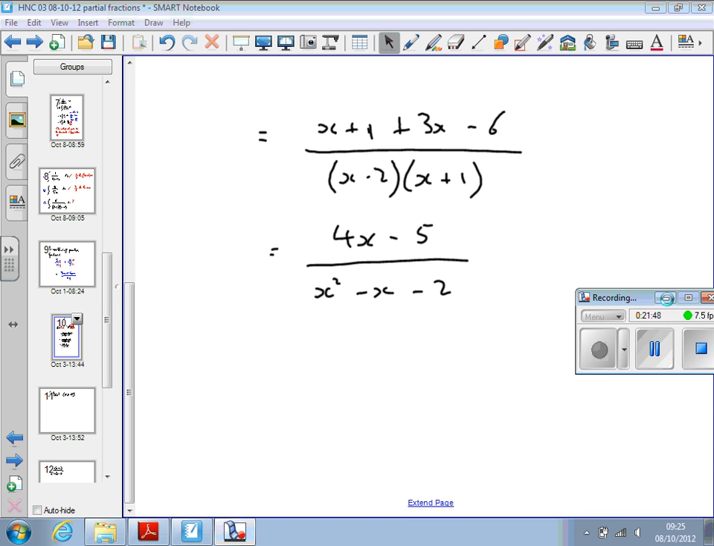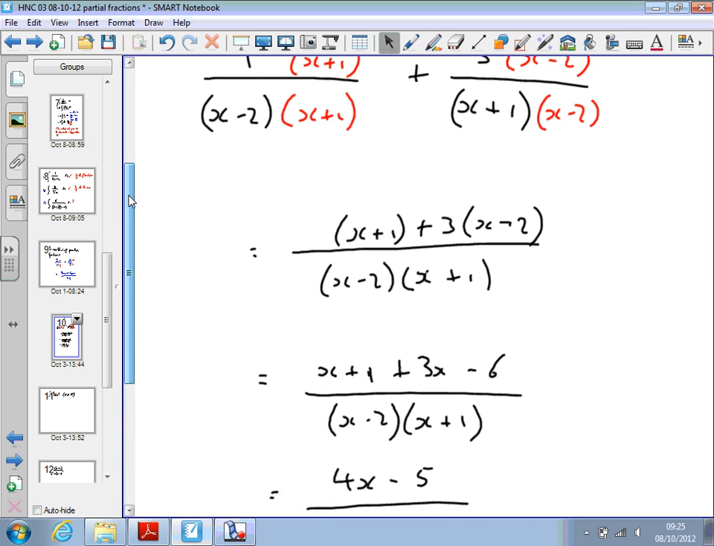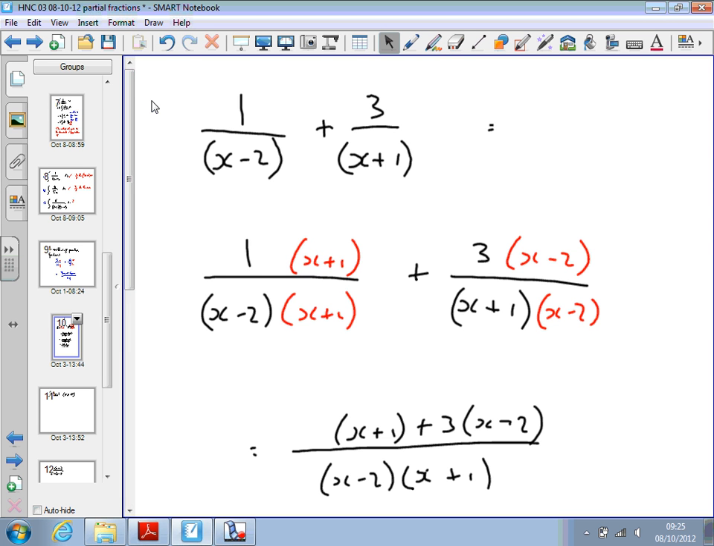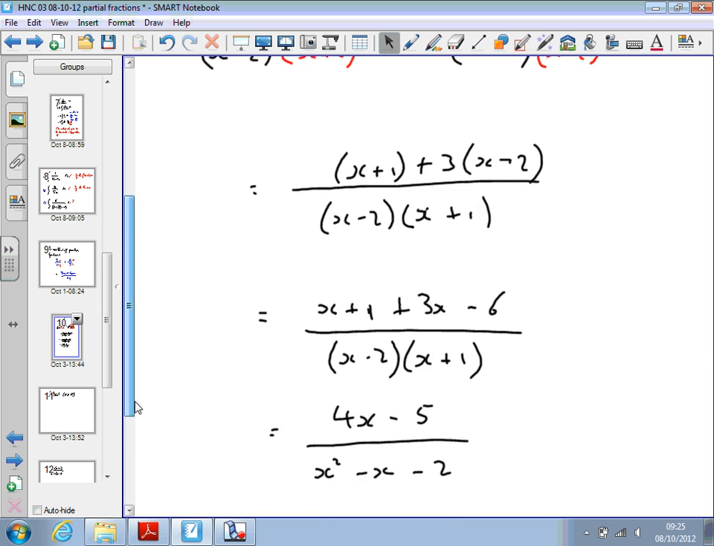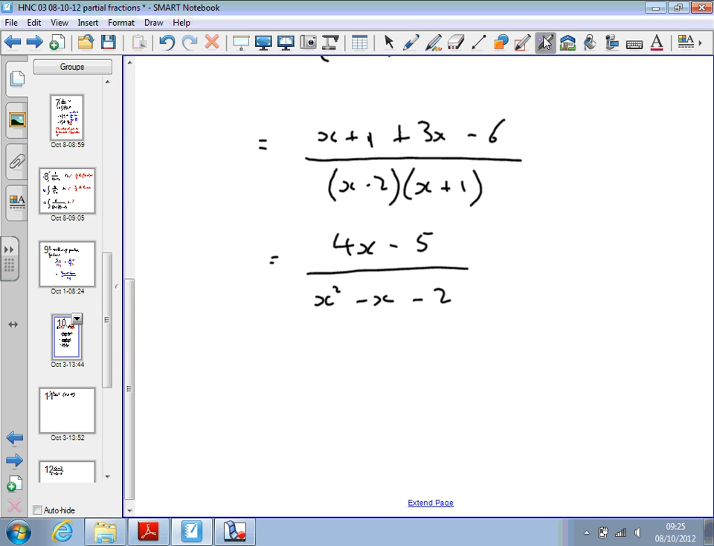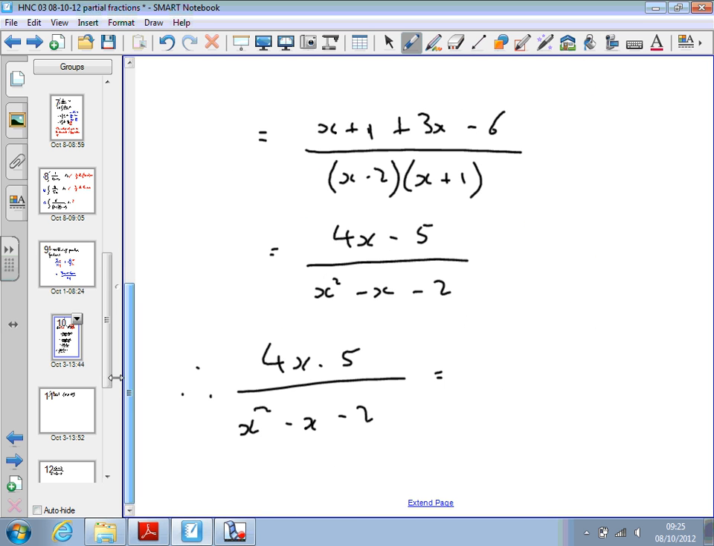So let's look at this, okay? Go back to the beginning of this one. We had 1 over x minus 2 plus 3 over x plus 1. We found a common denominator by multiplying the first one by x plus 1 and the second one by x minus 2. Then we combine them together and we've ended up with this. So in other words, 4x minus 5 all over x squared minus x minus 2 equals 1 over x minus 2 plus 3 over x plus 1.